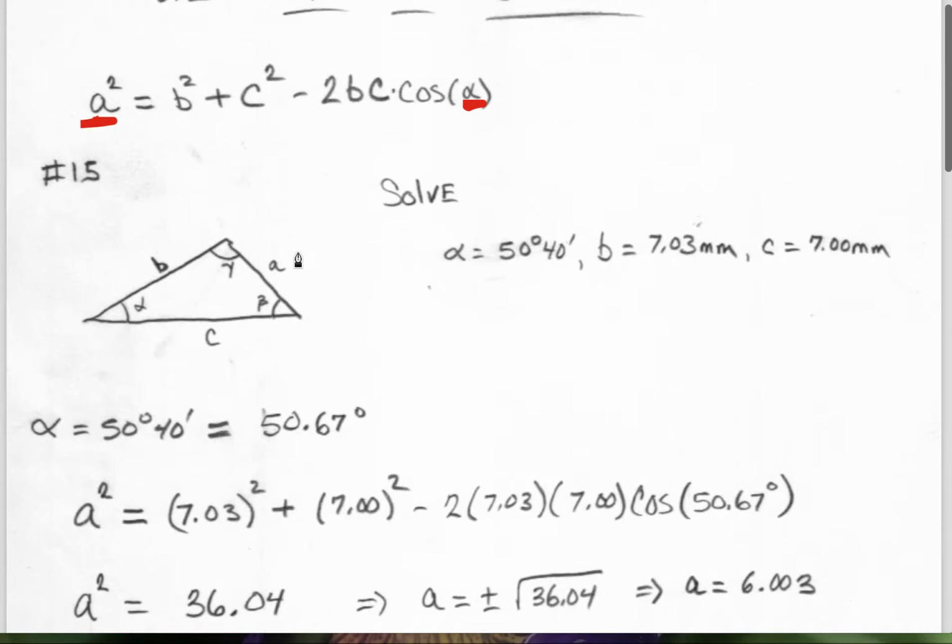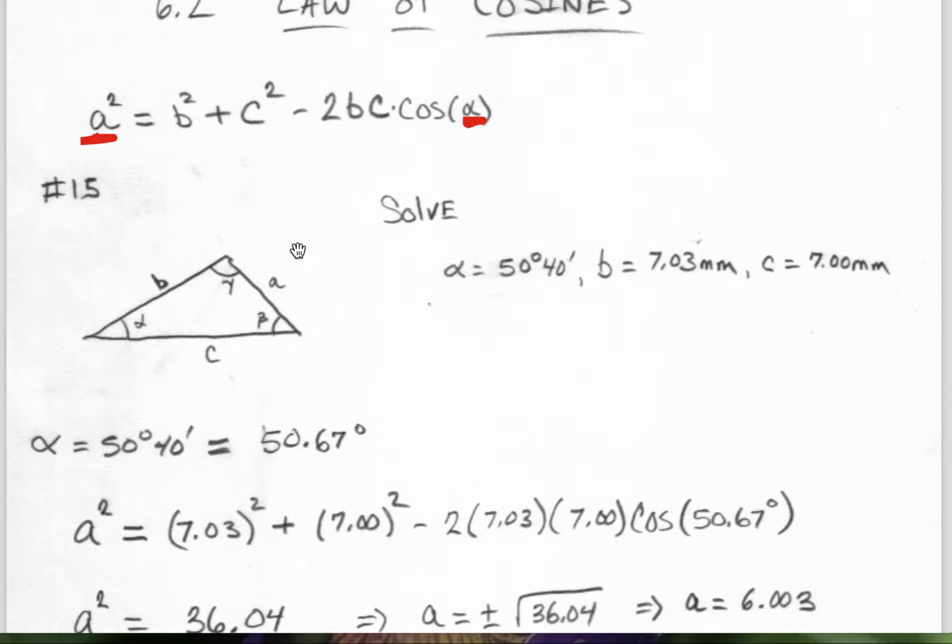I want to point out that you can use the law of cosines with right triangles or without right triangles. But if you used it with a right triangle and the angle was 90 degrees, then this would be 2 times B times C times 0, so this whole term would be 0, and then you just have A squared equals B squared plus C squared, which is the Pythagorean theorem. So the square of the hypotenuse is equal to the sum of the squares of the other two legs.